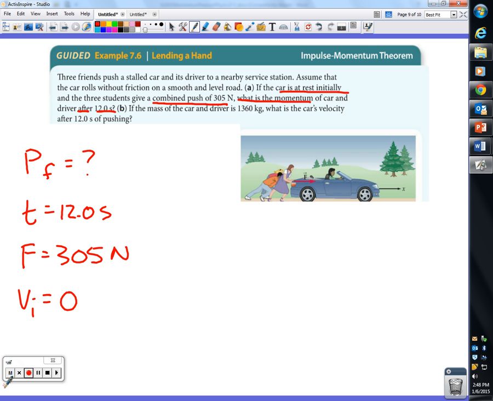Now, that's okay, but we can also sort of make an assumption as well that if the initial velocity of the car is 0, what else has to be true? If we think back to like yesterday, if the initial velocity is 0, what else has to be true? The initial momentum has to be 0 as well. Okay. Good there?